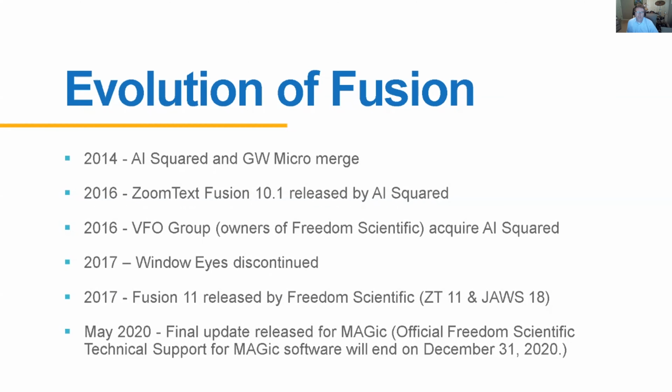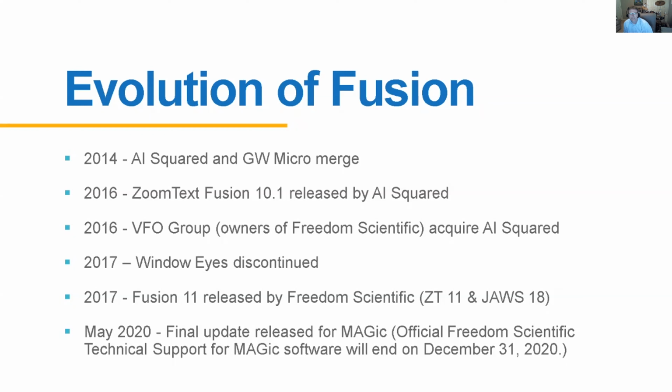So in 2014, AI Squared and GW Micro merged. That put ZoomText and Window Eyes under the same umbrella. Then in 2016, ZoomText Fusion 10.1 was released by AI Squared. This was the first version of ZoomText that had a full screen reader as part of the package. And then in 2016, VFO Group, which is now Vispero, the owners of Freedom Scientific, acquired AI Squared. So now all of those products were under the same roof.